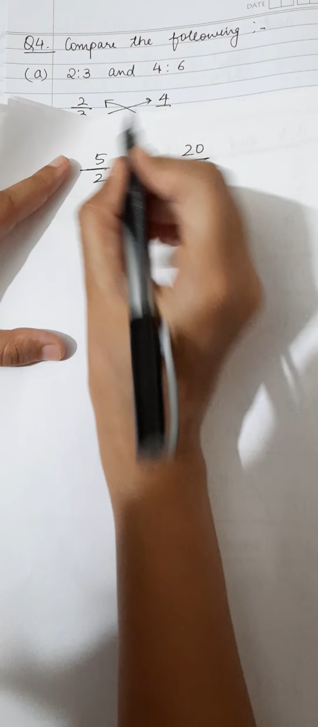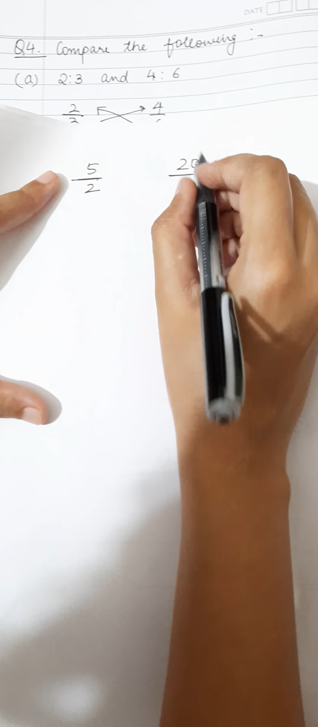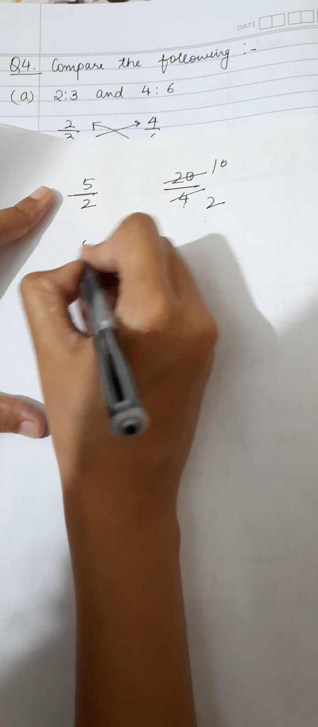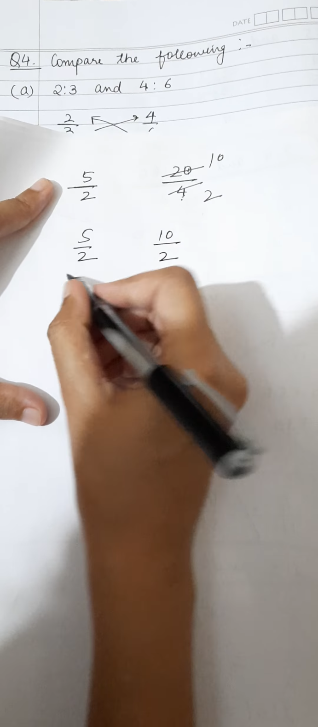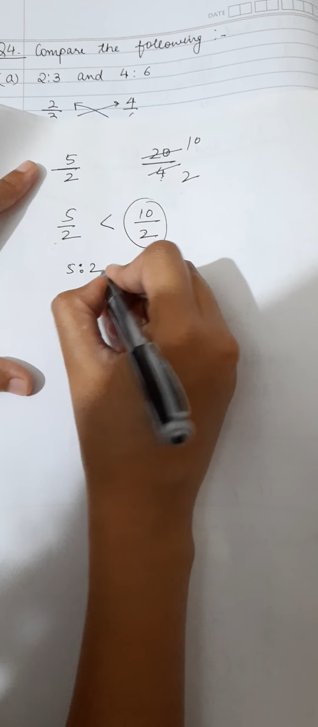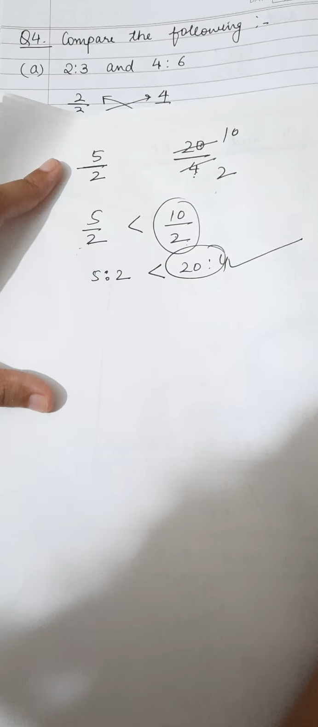5:2 and 20:4. So the ratio we have changed and I have got it into division form. Now I can firstly cancel these two on the table of 10, on the table of 2. 2 10s are 20, 2 2s are 4. So now 5/2, 10/2. Now which of these fractions is the greater one? 10/2. This is the greater one. So that means 5:2 is smaller than 20:4. This is the greater one. Okay, so this was your B part.